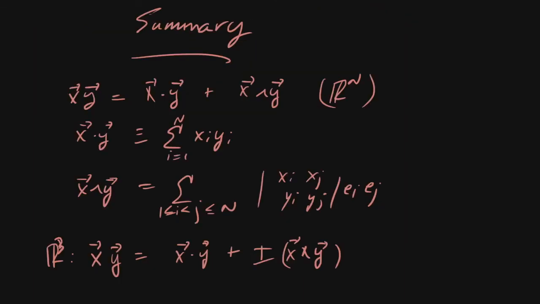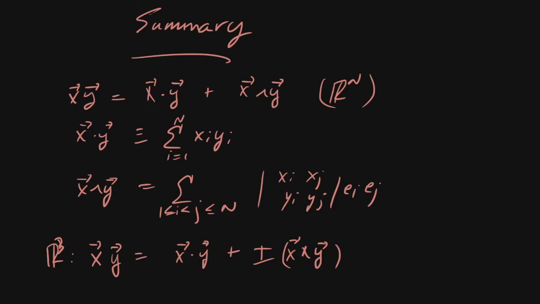To summarize, we've shown that the product of two vectors, x and y, has two components. One component is the dot product, one component is the wedge product. The dot product is a scalar, the wedge product is a bivector. We define the dot product conventionally as the sum of i equals 1 to n of xi, yi, which is a completely symmetric sum, whereas the wedge product is the completely anti-symmetric portion of the vector product. That's the sum over all i less than j of the xi, xj, yi, yj determinants, all scaling the area elements, unit area elements ei, ej.